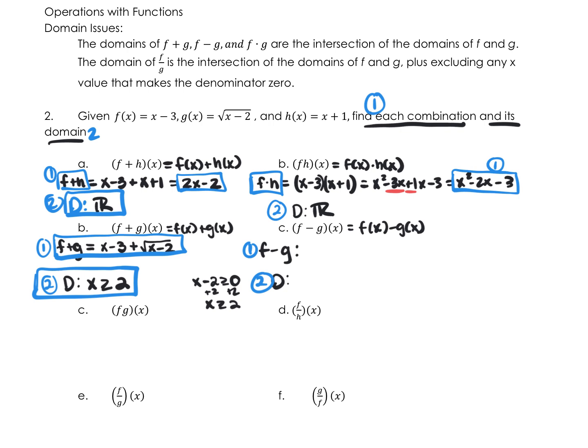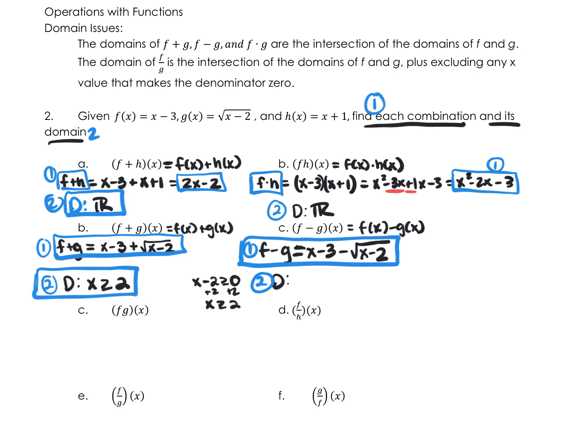So when you do f minus g, f is going to be x minus 3. g is going to be the square root of x minus 2, so you're going to subtract that. Is there anything I can do to simplify that at all? Can't go under the radical, right? So that one's done. Not much work there.